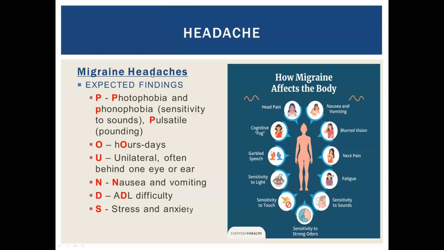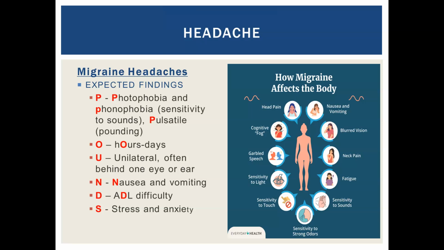So when we're looking at this, we have these expected findings for the migraine headache, right? So it's photophobia, phonophobia, and a pulsatile headache. So those are P's. Hours to days, it's unilateral. It can be associated with nausea and vomiting. It makes your ADLs difficult, and it causes and is caused by stress and anxiety, among many of the other triggers.